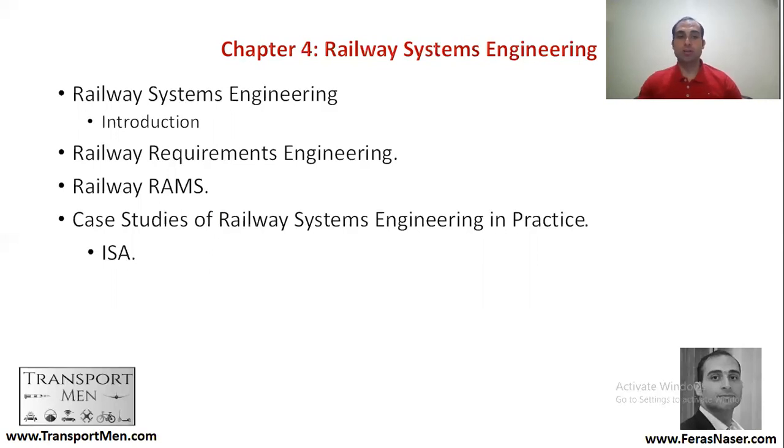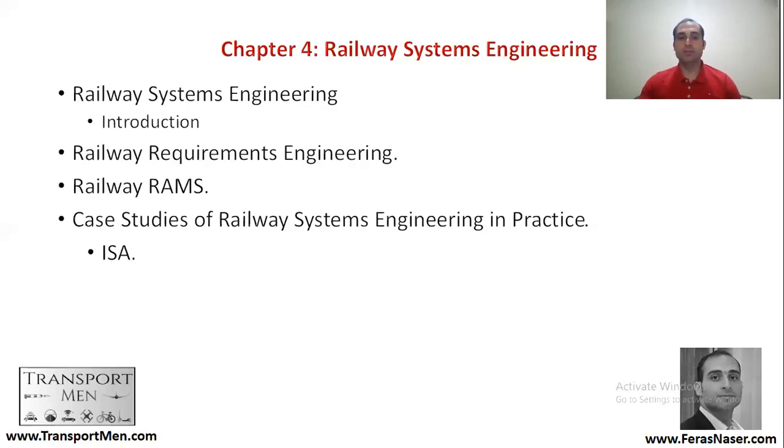And we'll discuss also the concept of dependability. This system is a dependable system. So RAMS is an acronym for railway reliability, availability, maintenance, and safety. Requirements engineering is a discipline where people try to write clear requirements from contracts or from standards on what the system should really achieve at the end.